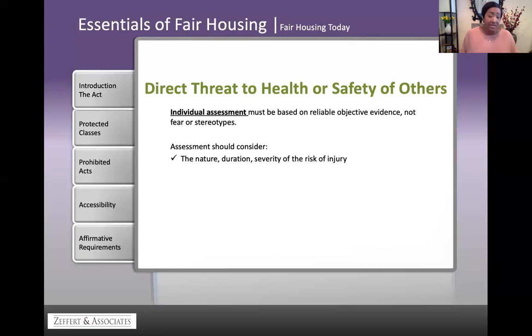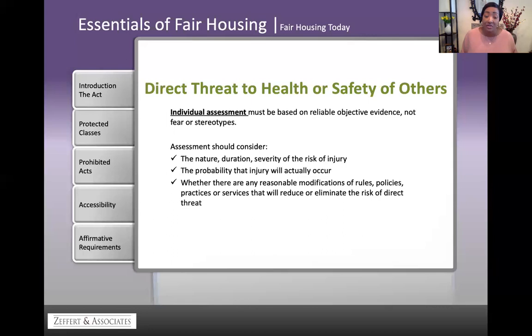The act prohibits the denial of housing based upon fear, speculation, or stereotype about a particular disability or persons with disabilities in general. The assessment must consider the nature, duration, and severity of the risk of injury, the probability that injury will actually occur, and whether there are any reasonable modifications of your rules, policies, practices, or services that will reduce or eliminate the risk of a direct threat. So here's what it speaks to.